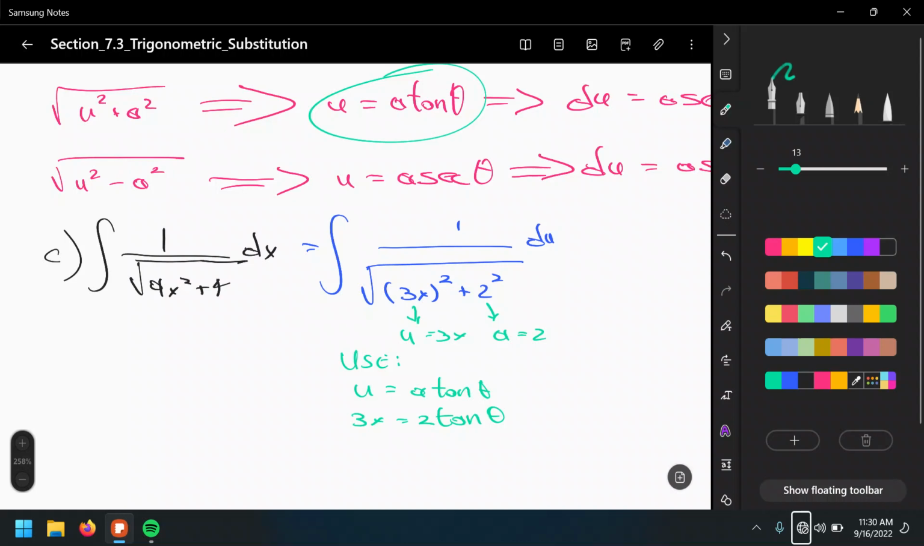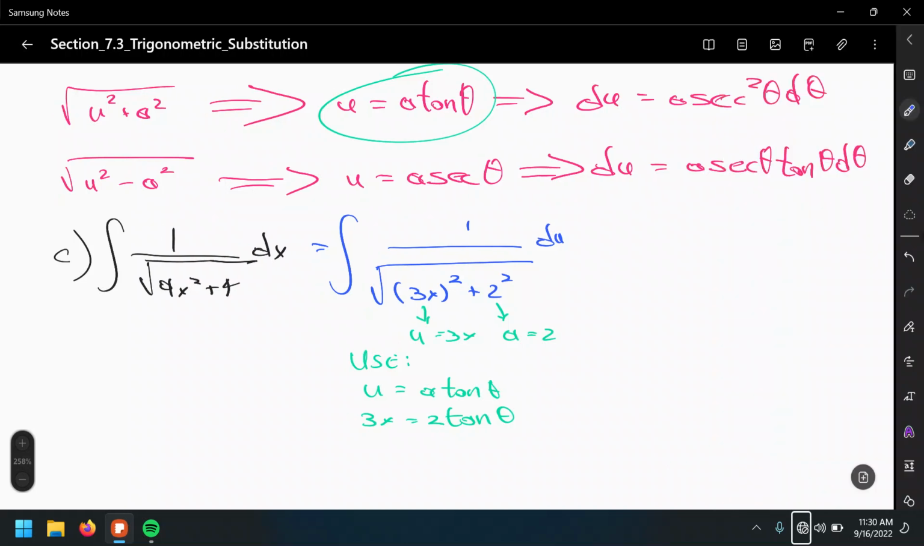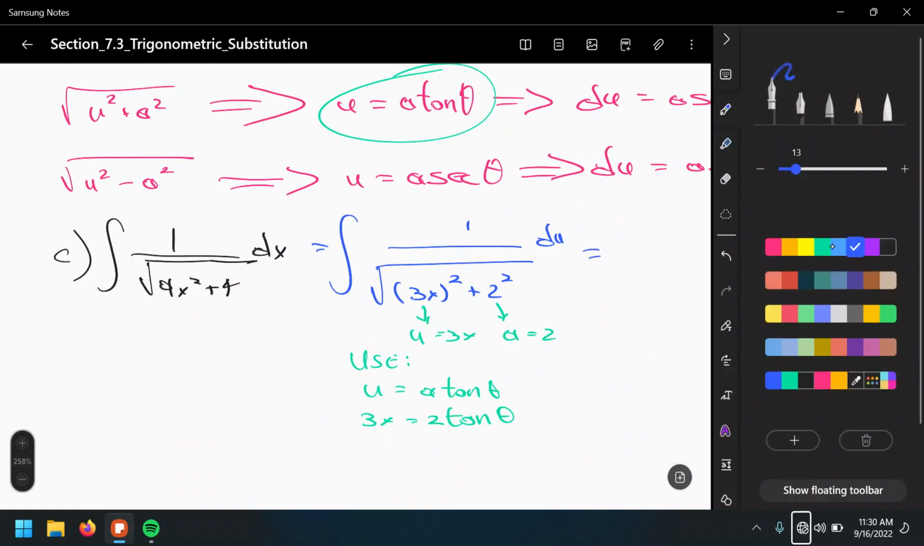Now, here is what the book does. Substitute. Actually, solve for x. X equals 2/3 tangent theta. dx equals 2/3 secant squared theta d theta. Well, this is the same as the previous approach. This has to be the same when it comes to getting the dx. So that's fine.